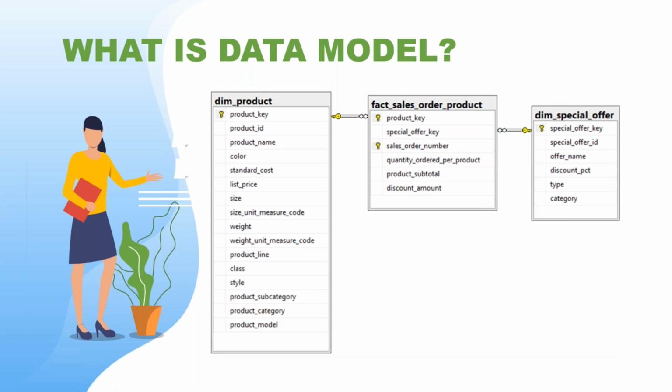Okay, so for example, there is a product key, and then there are the order numbers of sales and the quantity ordered per product. Then the subtotal of the product. While the product key is just the key which defines the different products, the dimension table of the product may contain the product key, the product ID, the name, the color, the standard cost.